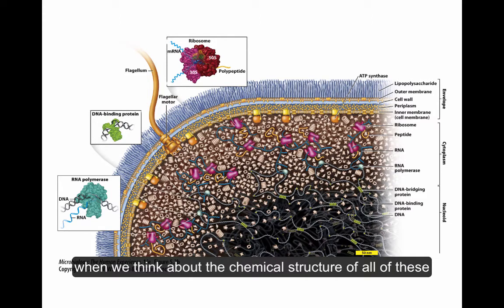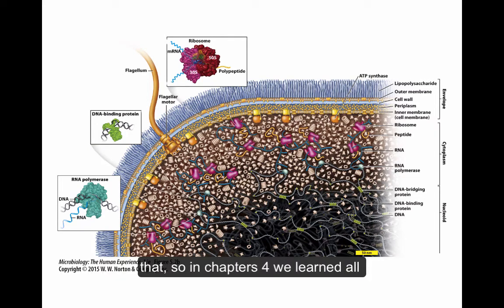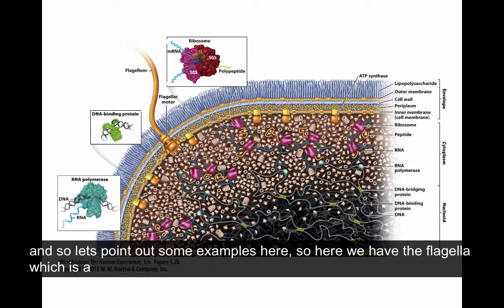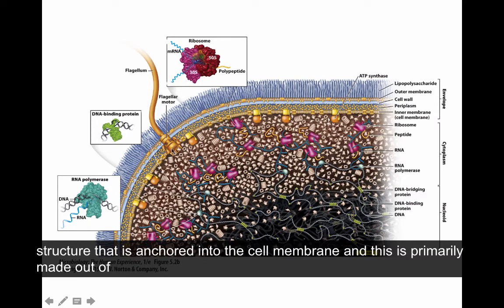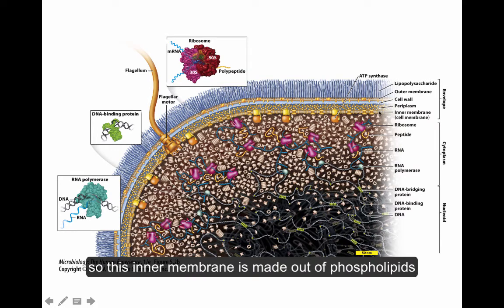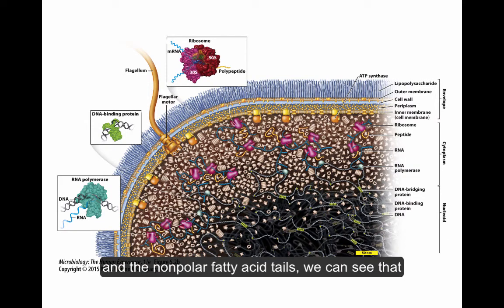When we think about the chemical structure of all of these parts of the bacterial cell, we need to take a second and appreciate that. So in chapter 4, we learned all about the chemistry of the macromolecules that we need to know. Let's point out some examples here. Here we have the flagella, which is a structure that's anchored into the cell membrane, and this is primarily made out of protein. We know from previous discussions that the cell membrane, this inner membrane here, is made out of phospholipids, those special molecules that are amphipathic and have the polar head group and the nonpolar fatty acid tails.